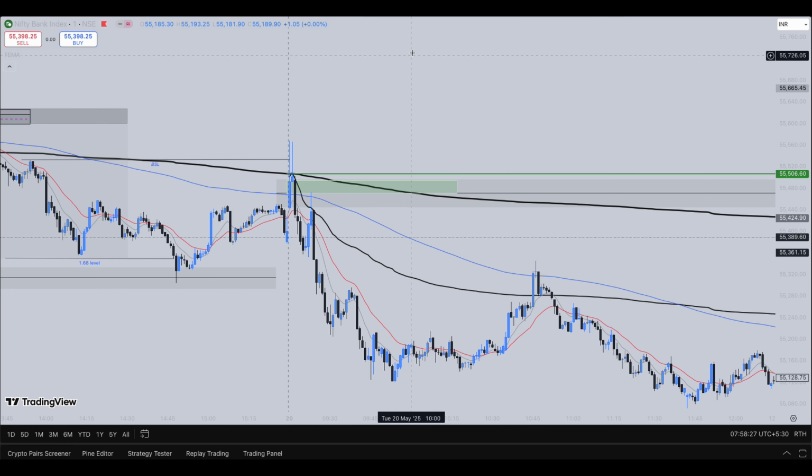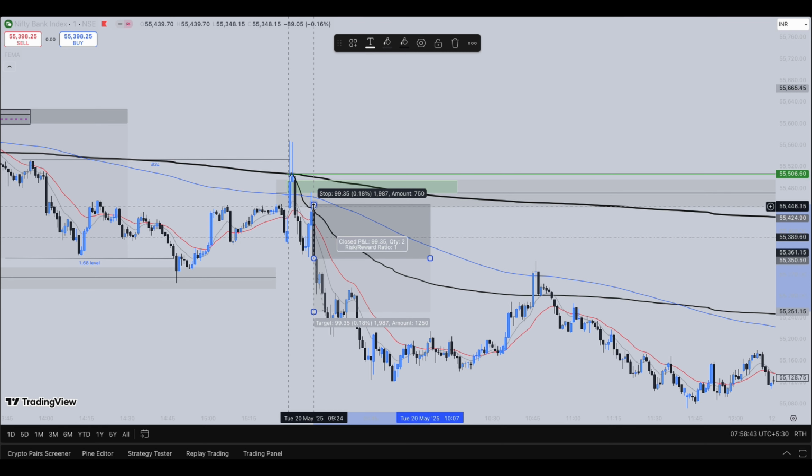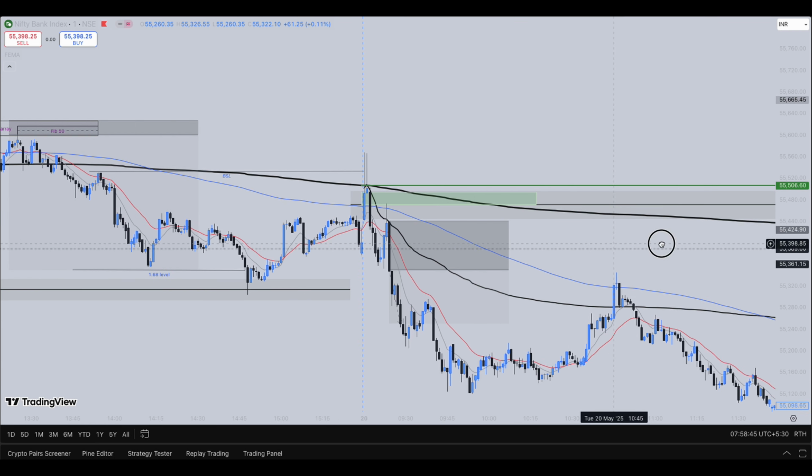So what you could have done is take a short position over here, guys, after this rejection of price from this 200 moving average, or for better confirmation we could have taken it after this huge bearish candle, this candle over here, guys, keeping your stop loss just above this candle and targeting all the way towards the downside.